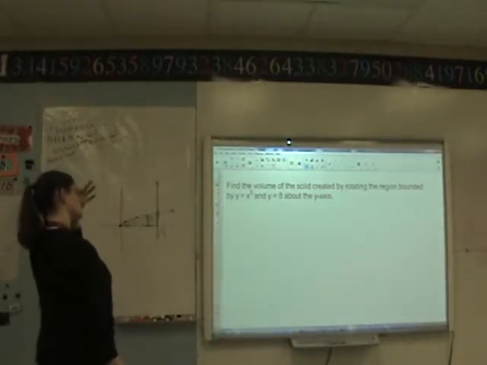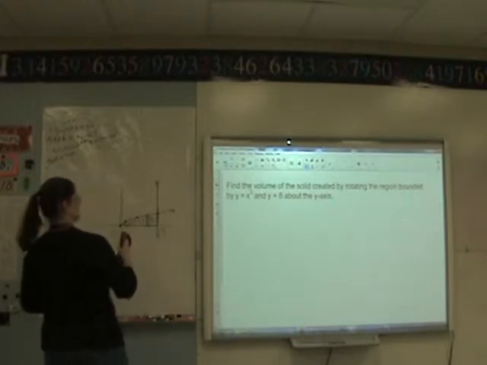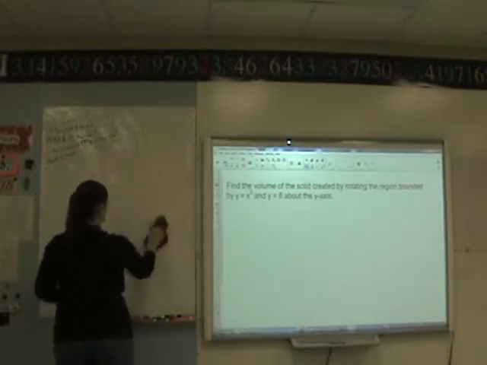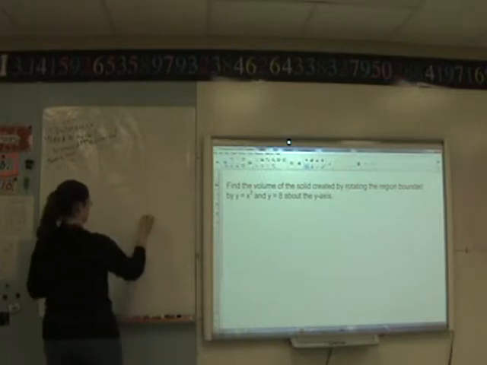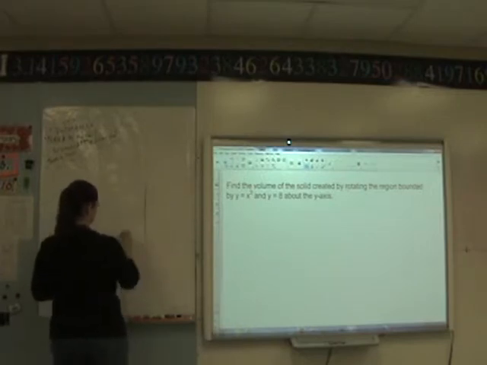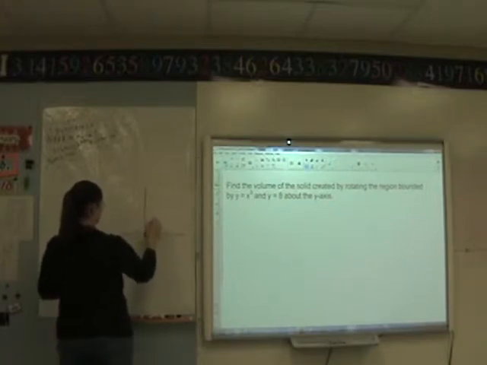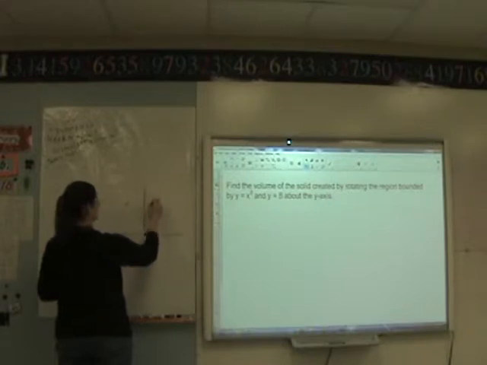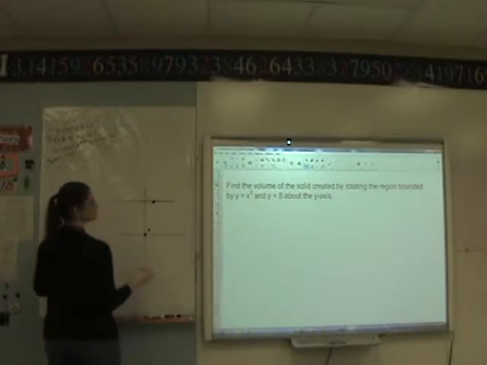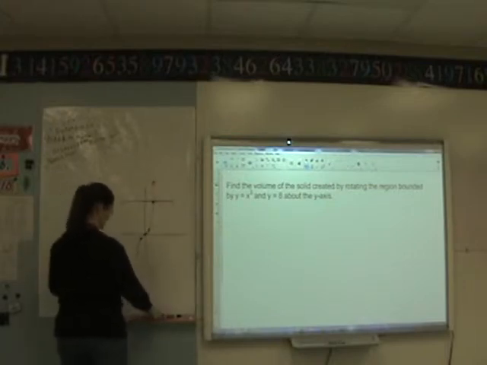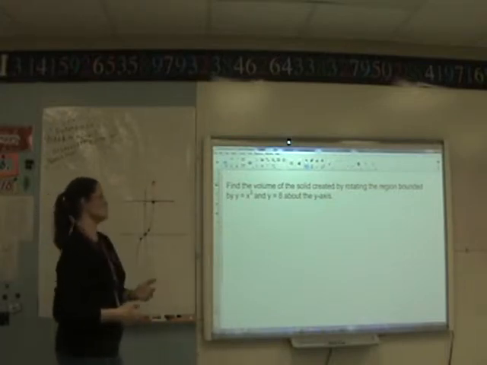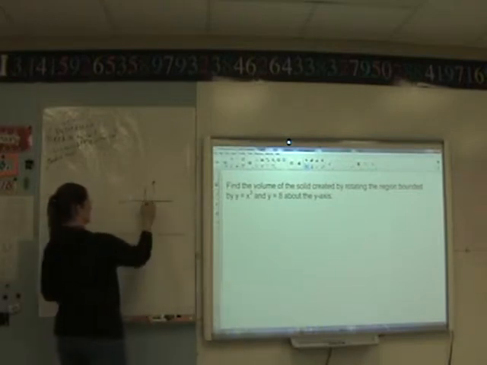Find the volume of the solid created by rotating the region bounded by y equals x cubed and y equals 8 about the y-axis. Alrighty. X cubed. Points 0, 0, 1, 1, 2, then up the y-axis 1, 2, 3, 4, 5, 6, 7, 8. There's the line y equals 8. So I'm rotating around the y-axis, so it is assumed that the y-axis is also a boundary. So this is my region.